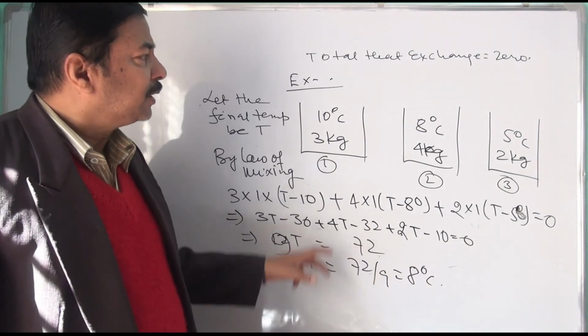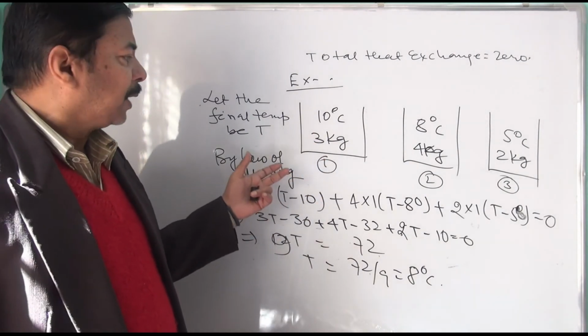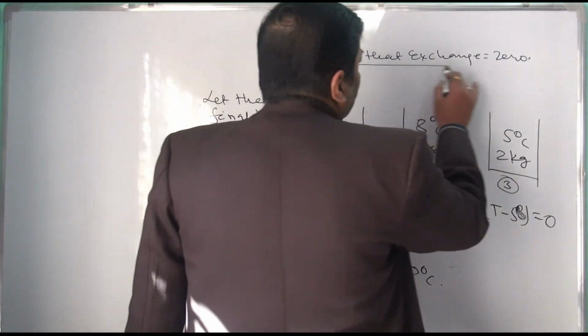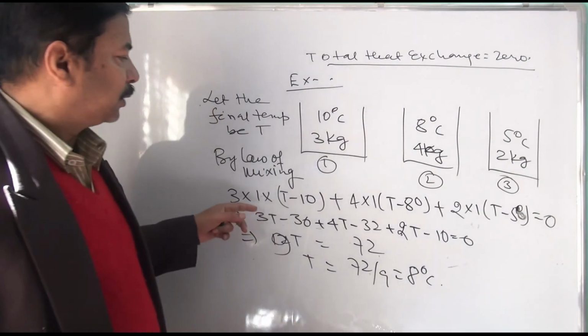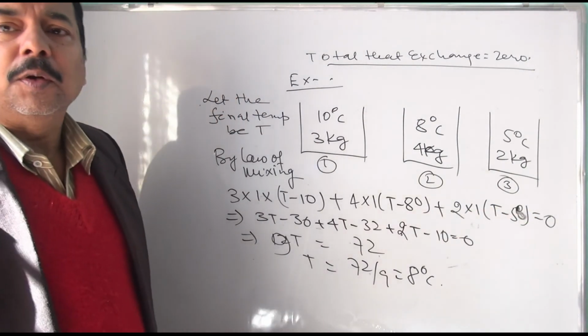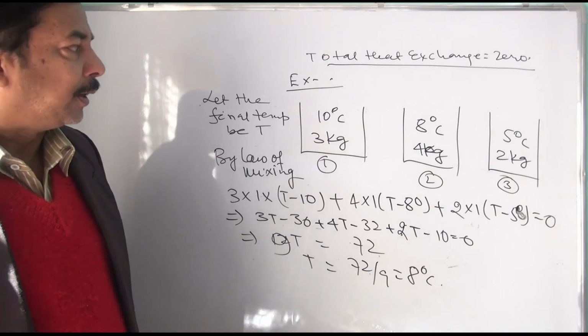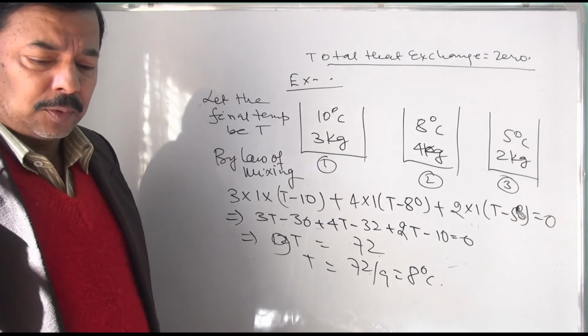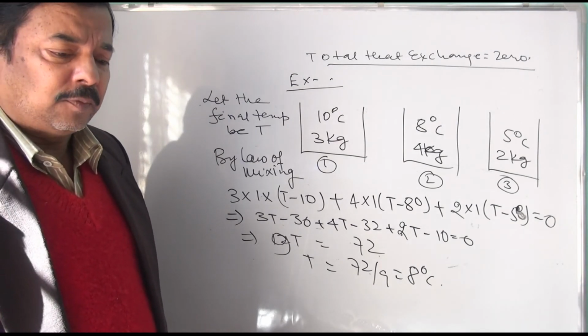So in this way also the law of mixing can be helpful. And you can apply this concept that total heat exchange should be 0. So this is the total heat exchange that we have taken to be 0. So in this way also we can solve this question. Now one more last question we should do, and that is also a very good question. Let us see what that question is.